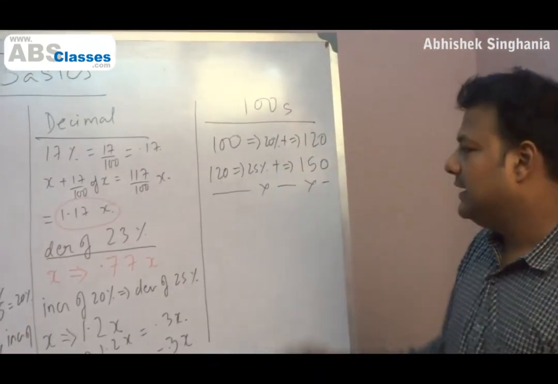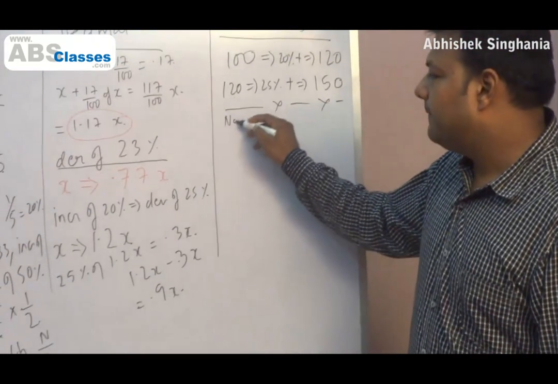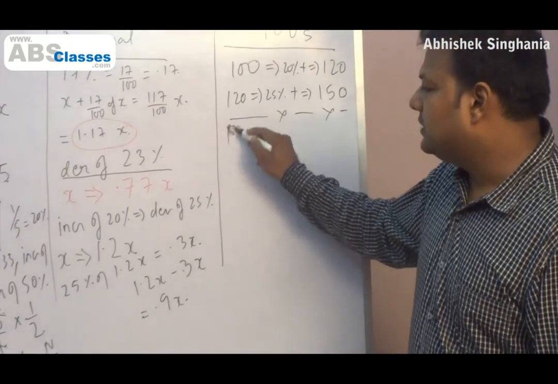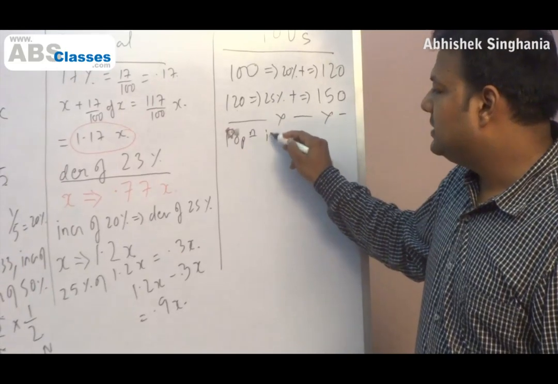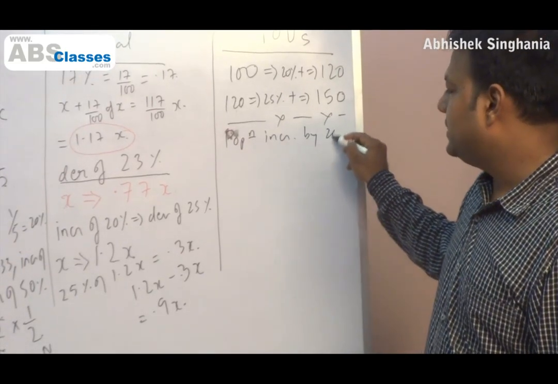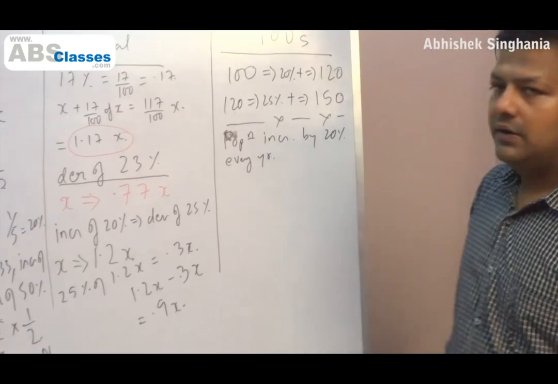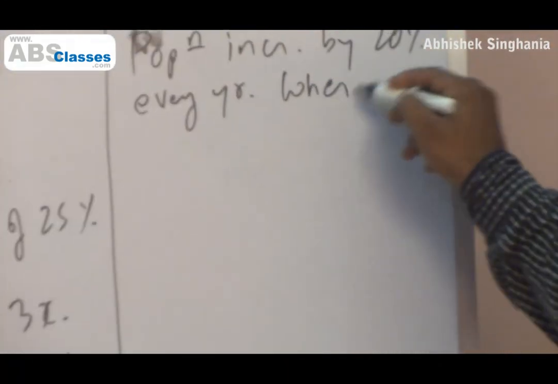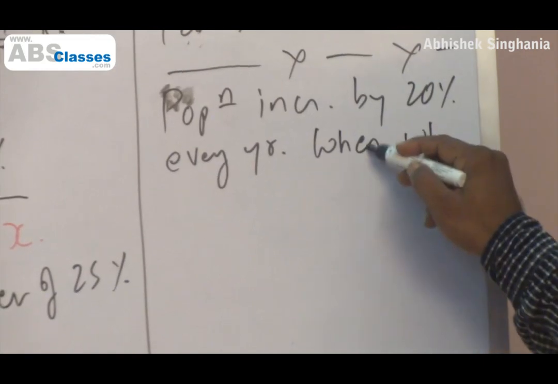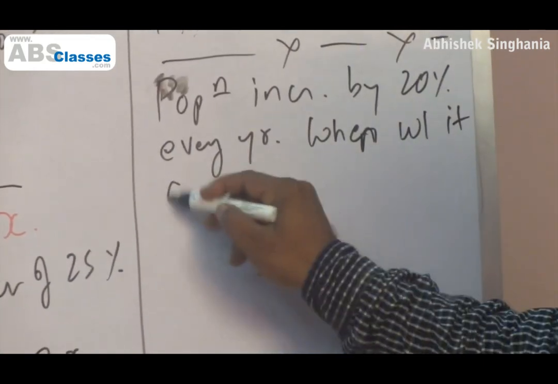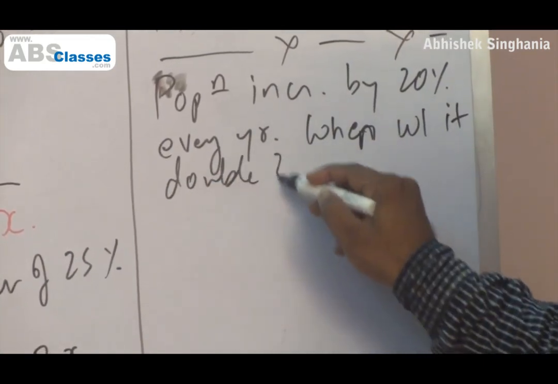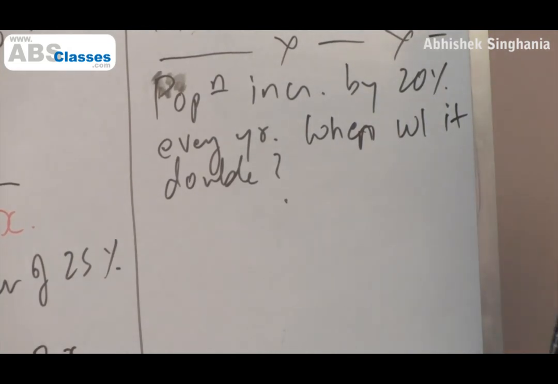For example, say it's given that a number, let's say population, increases by 20% every year. When will it double? Which means after how many years will it double? So this is the kind of method which can come in very handy, because we have to do a rough calculation of when 100 will cross 200.